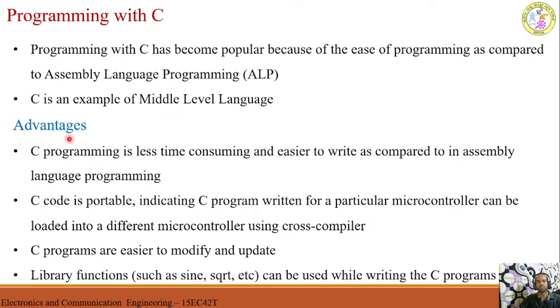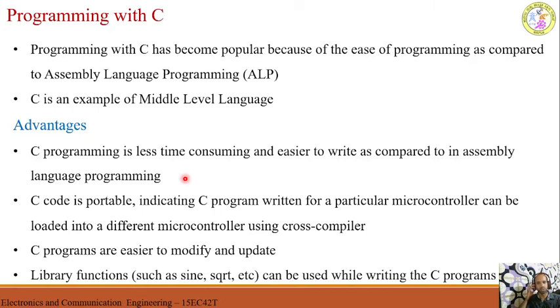Coming to the advantages of C programming: it is less time consuming and easier to write as compared to assembly language programming. The reason for it being less time consuming is that we use English-like sentences for writing the code. That's why it is easy for the developer to write the code quickly within less amount of time.